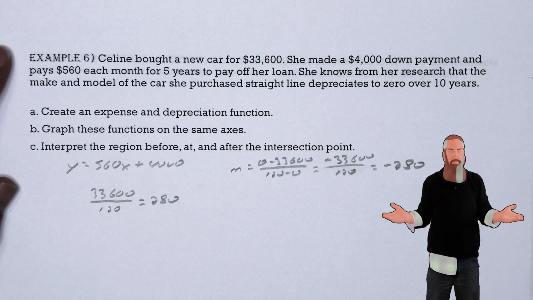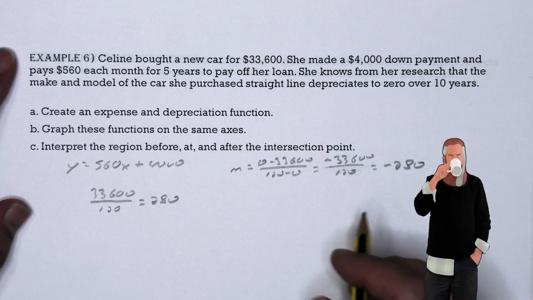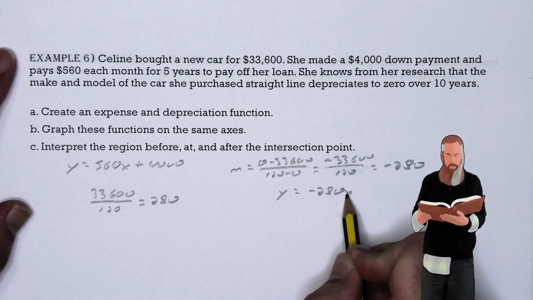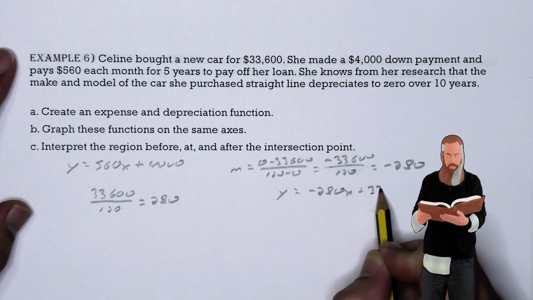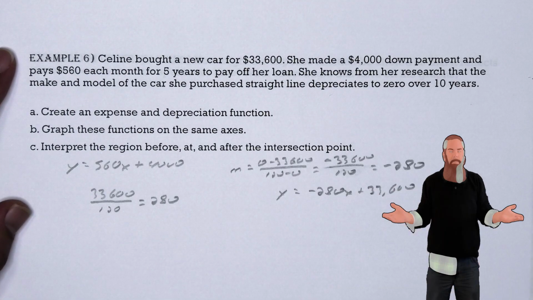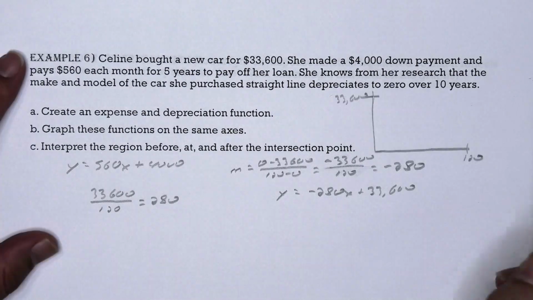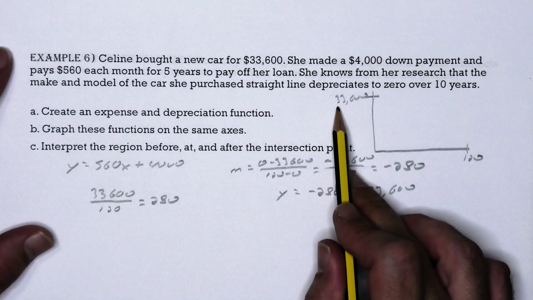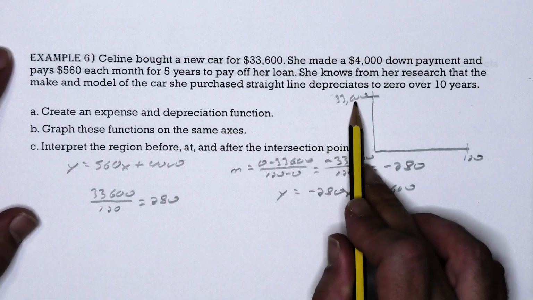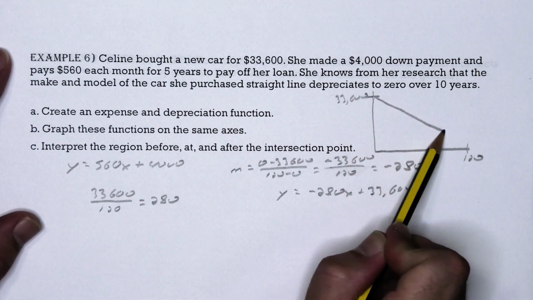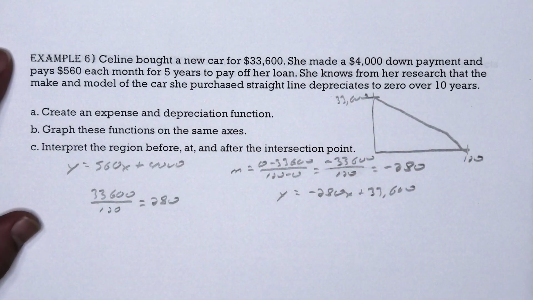The straight line depreciation function of Celine's auto would be y equals negative 280x plus 33,600. So now we have created an expense and depreciation function. Let's graph these functions on the same axis. So we know that it started in value at 33,600 and its value is 0 at 120 months, giving us our first line fairly easily.